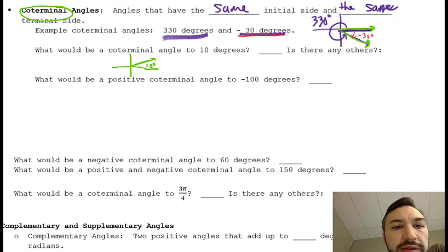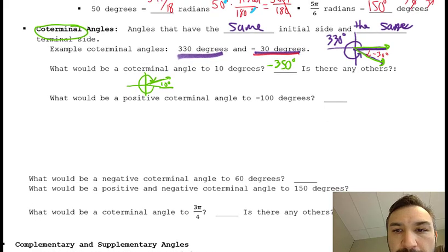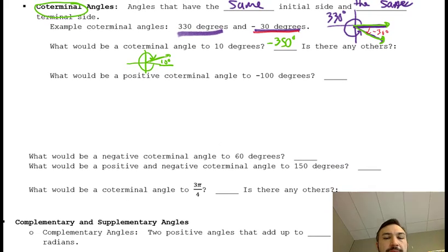Alright, so what I could do is say, well, going 10 degrees this way is the same as going negative 350 degrees. The negative makes it turn the other way. So 10 degrees this way is the same thing as 350 degrees the other way. And what do you think? Do you think that there would be others?